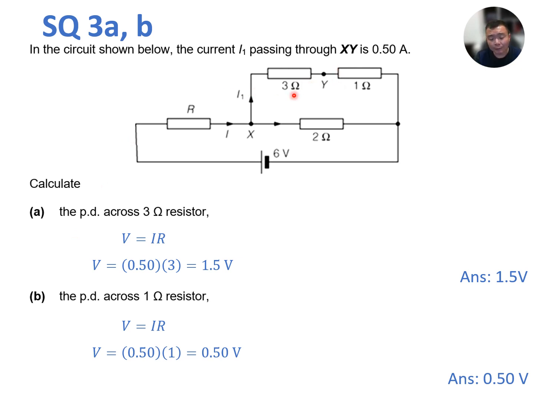So now you can see that the voltage across the 3 ohm resistor is 1.5 volts and the voltage across the 1 ohm resistor is 0.5 volts. You can add these two voltages up to get you the voltage across this path, this parallel path. Okay.